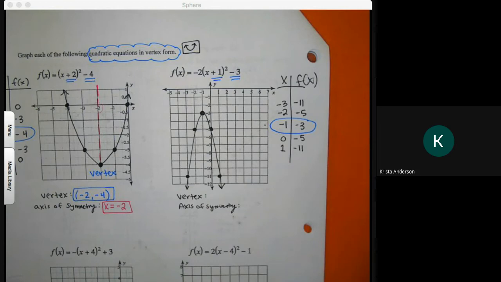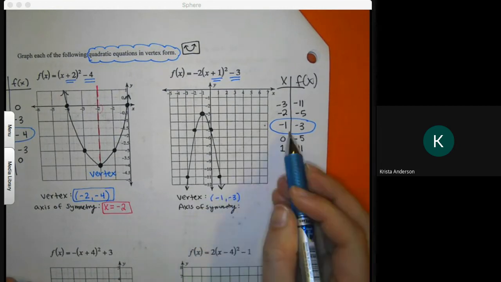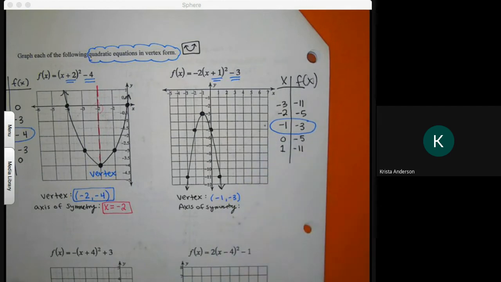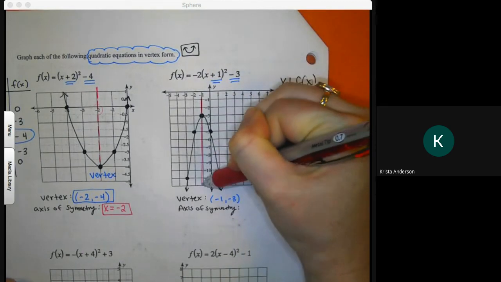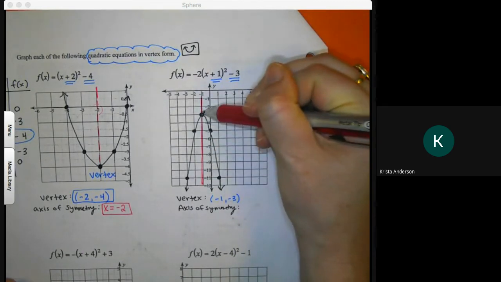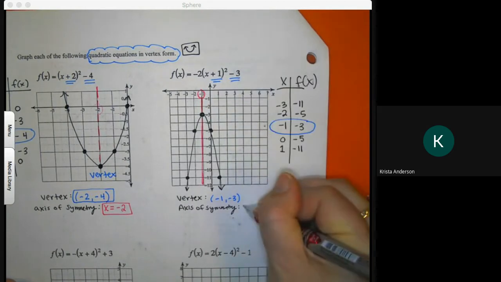For the vertex, negative 1, negative 3. Axis of symmetry is right down the middle. That middle line hits the X line at negative 1.